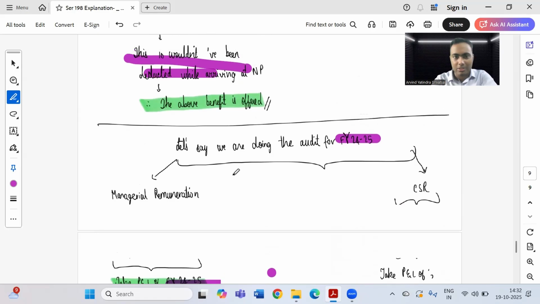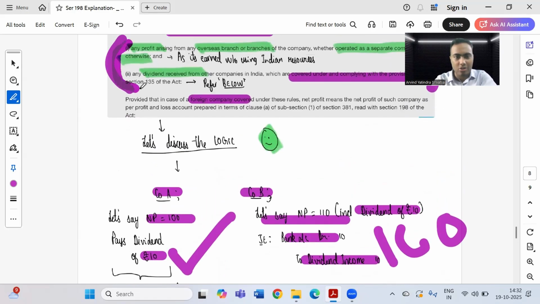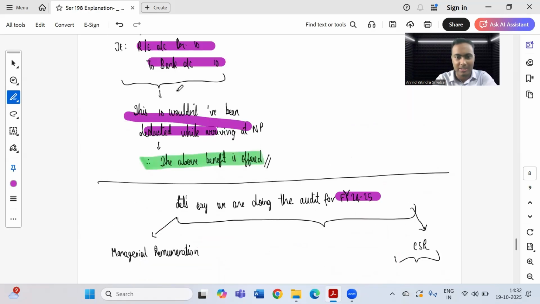Provided these two adjustments are not there. If these two adjustments are not there, your managerial remuneration for the current year will be the same for the CSR computation of the next year. I hope that is clear. I hope you understood what I'm trying to say, guys.